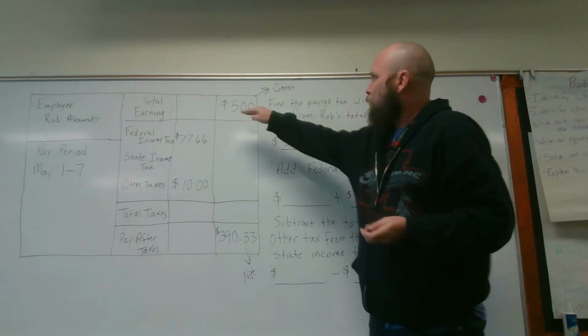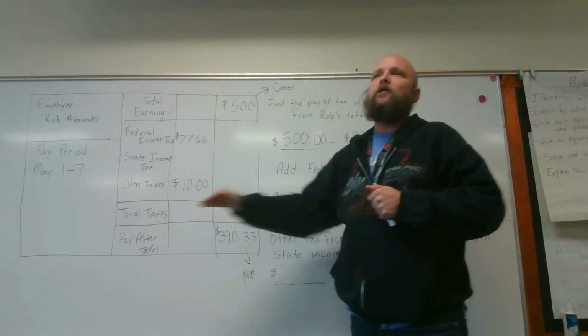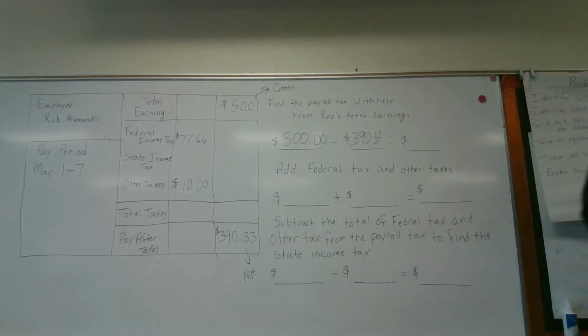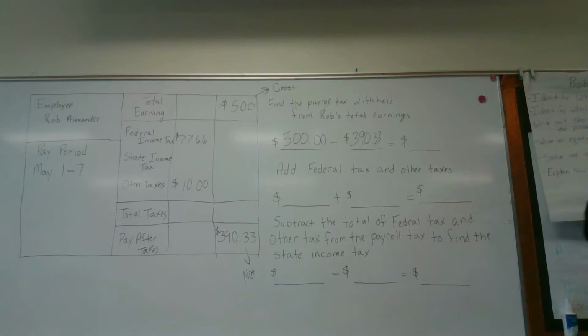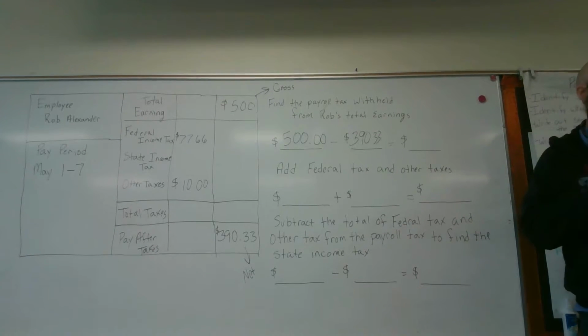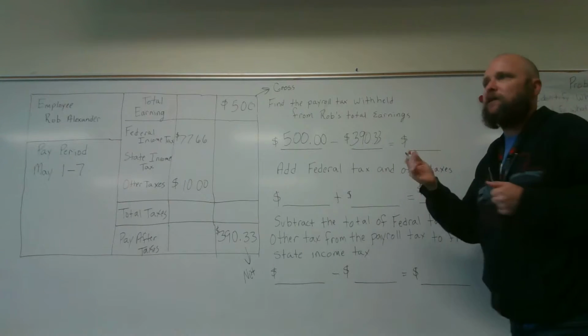So we know the difference between our gross and our net is going to be the amount of taxes. The difference between our gross pay and our net pay is going to be the amount of taxes. So we have to subtract $500 minus $390.33. And Hannah, what'd you get when you subtracted that? $119.67. We're good with that?